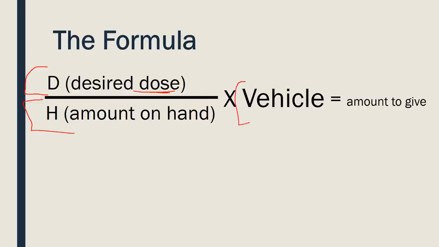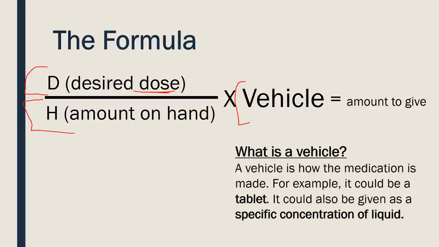Next up is the vehicle. So how is this medication being delivered to the patient? Is it through a liquid? Is it through a tablet? And just like this text box says, it could be a tablet, it could be a specific concentration of liquid. This is all going to make a little bit more sense in the next slide, as long as you have a general idea that it's what you want divided by what you have multiplied by the vehicle. That's going to give you the amount you have to give. So let's run through some practice questions and really see how this works.